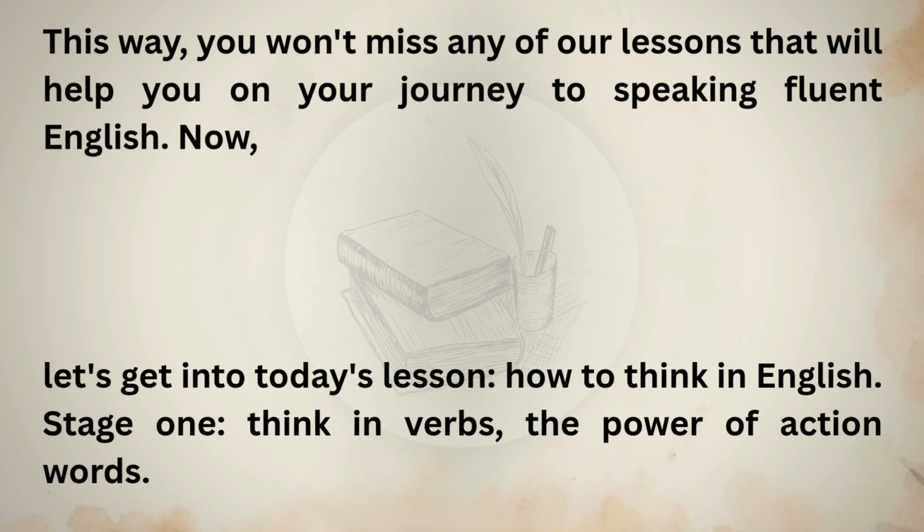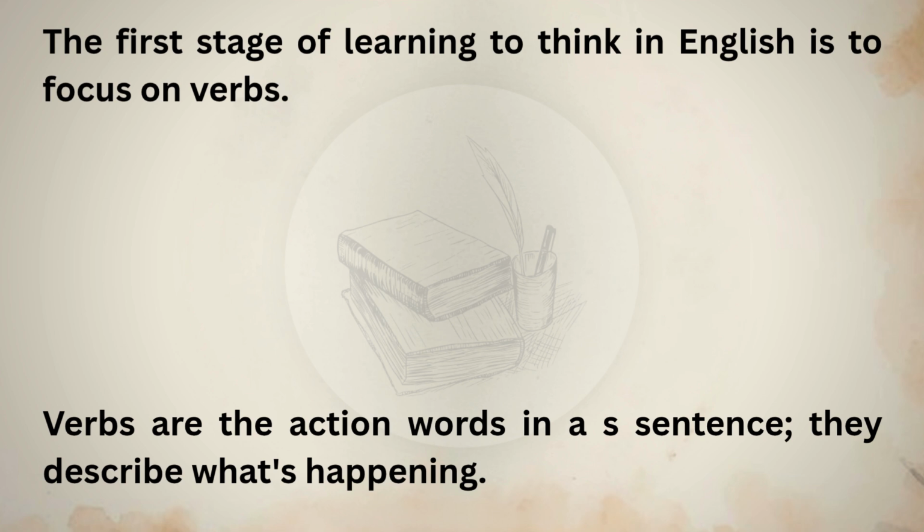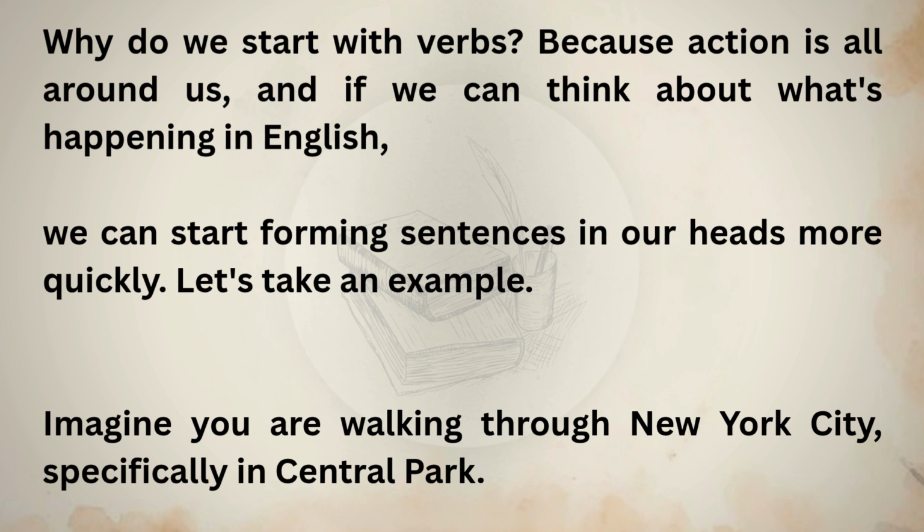Stage 1, think in verbs. The power of action words. The first stage of learning to think in English is to focus on verbs. Verbs are the action words in a sentence. They describe what's happening. Why do we start with verbs? Because action is all around us, and if we can think about what's happening in English, we can start forming sentences in our heads more quickly.